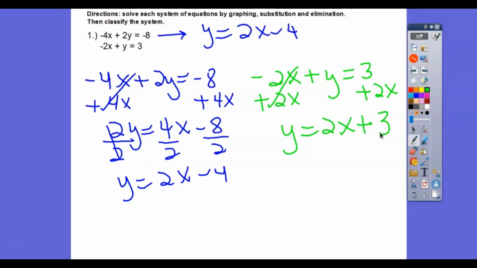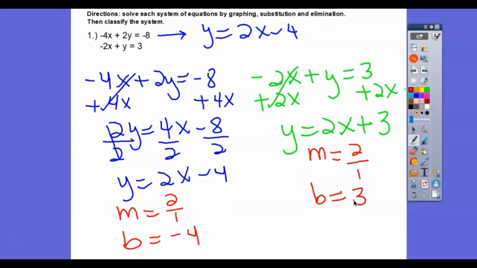Now, before we even start to graph, you should pay attention to the slopes of these lines. If you notice here, my slope is positive 2 or 2 over 1 because slope is rise over run. My y-intercept is negative 4. In my second equation, my slope is positive 2 or 2 over 1, and my y-intercept is 3. So we get the feeling that they have the same slope, which means these two lines should be parallel because they have different y-intercepts. And so we anticipate that this is going to be two lines that are parallel, and they should have no solution. And a system that has no solution, we call it inconsistent.